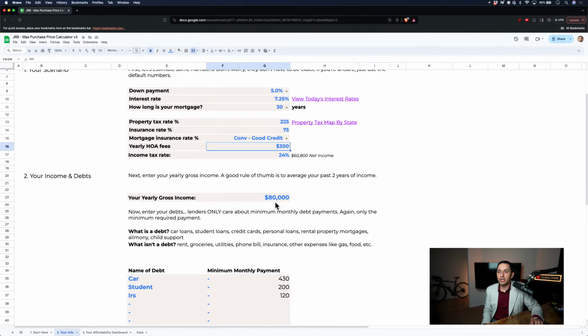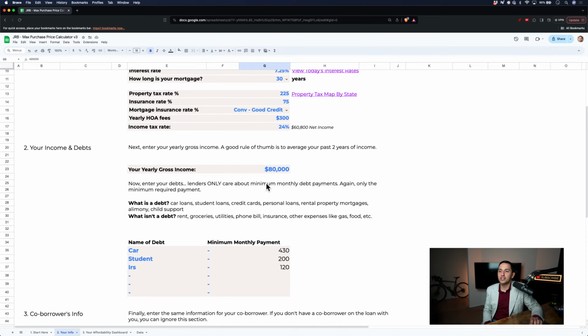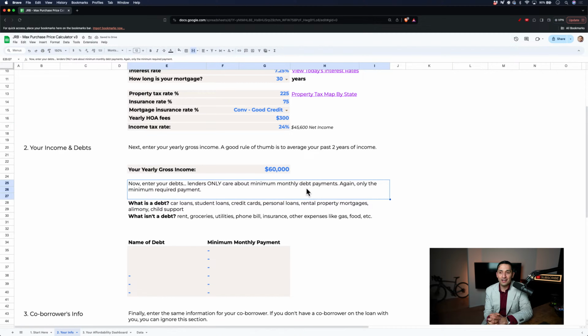And $300 for the type of property that we're purchasing, about $420,000. That's a reasonable amount. It could be more, it could be less. It just depends on how much they actually do for you. So for our purposes today, we're going to pretend a few things. We're going to pretend that we don't have any debt. That's one. But also we're going to pretend that we have a $60,000 income. Ooh, $600,000. Sign me up. We're going to pretend we have a yearly gross income of $60,000.